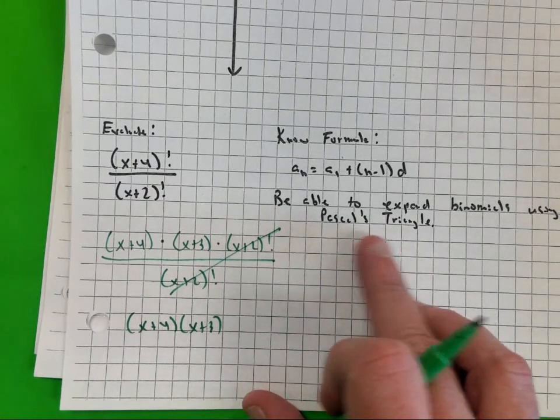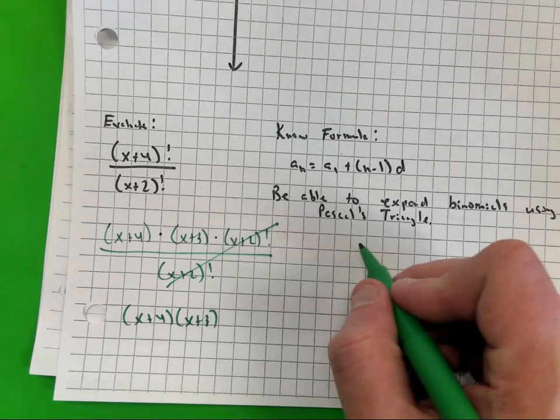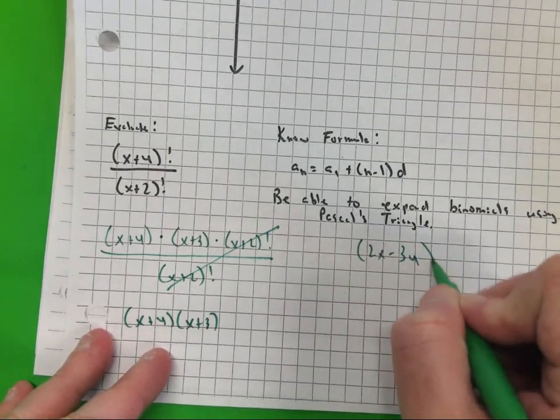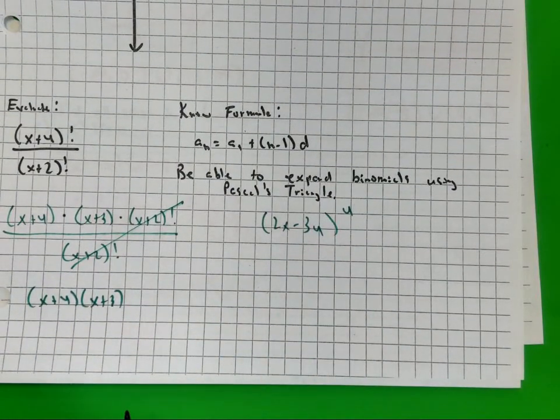Make sure you find your Pascal's triangle. You've got to be able to expand a binomial. You can use your triangle tomorrow, okay? And I'm talking about stuff like this: 2x minus 3y to the 4th. Be able to use your triangle to expand that. Look back at your notes.